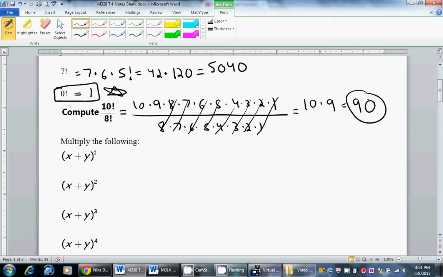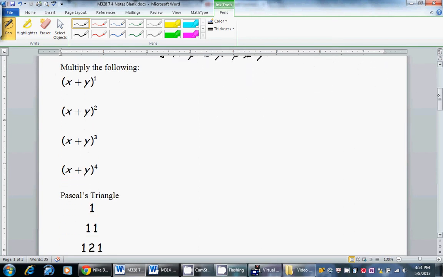Okay, so those are factorials. Whenever you see that exclamation point, you're going to multiply by every number that comes before it all the way down to 1. Okay, all right, so now we're going to move on to something else. And this really is the precursor to binomial expansion.